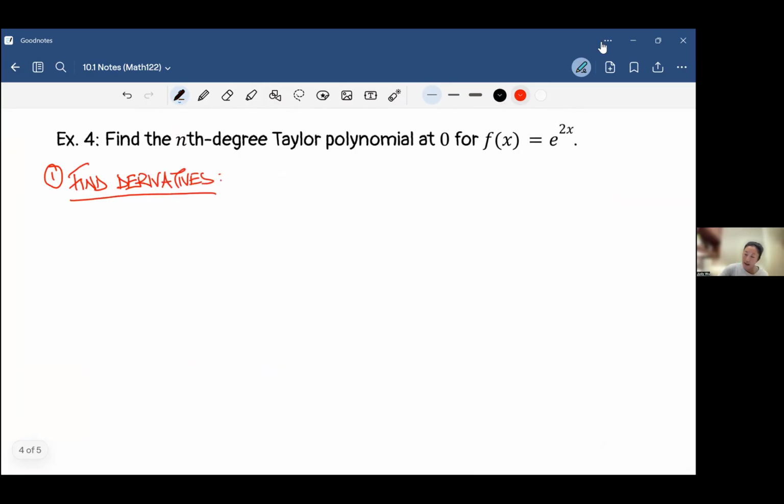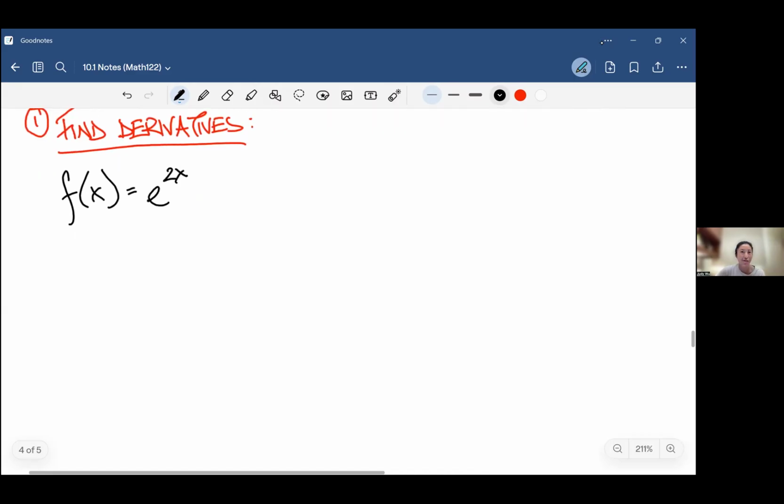Okay, now it's not a certain number, but we're going to find enough so that we can find a pattern. All right, so f of x equals e to the 2x. Oh, what a great chain rule question. This is not just x, it's 2x. I'm going to have to use chain rule every time I take a derivative. So f prime of x is going to be 2e to the 2x, because I got to bring that 2 down, because the derivative of 2x is 2, okay?